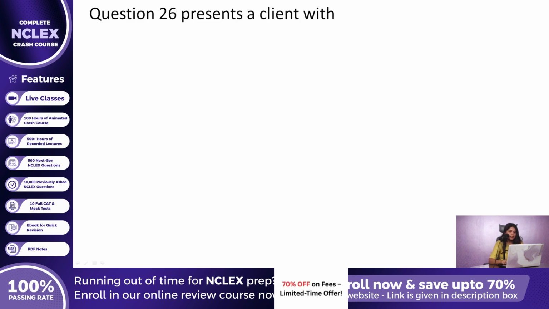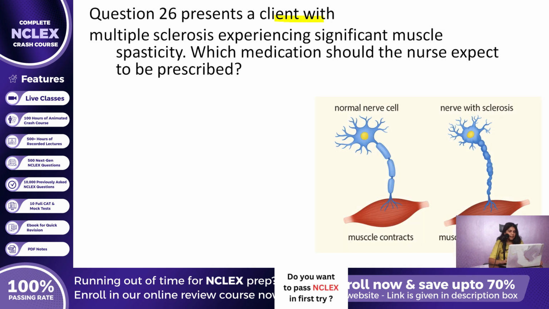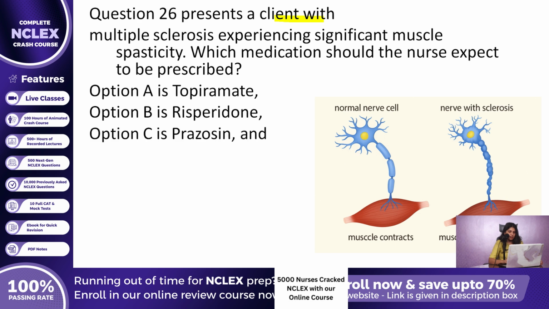Subsequently, question 26 presents a client with multiple sclerosis experiencing significant muscle spasticity. Which medication should the nurse expect to be prescribed? Option A is topiramate. Option B is risperidone. Option C is prazosin. And option D is baclofen.